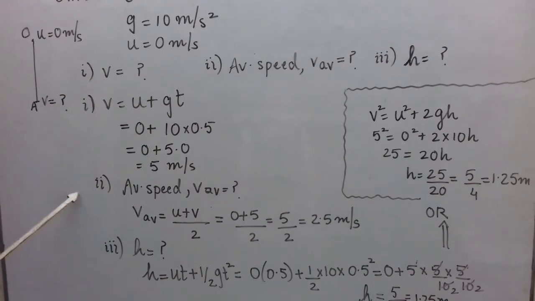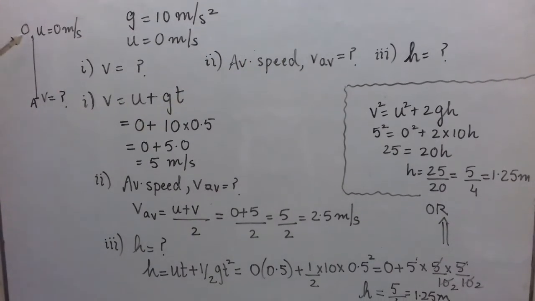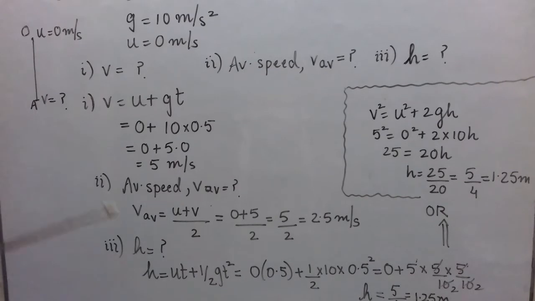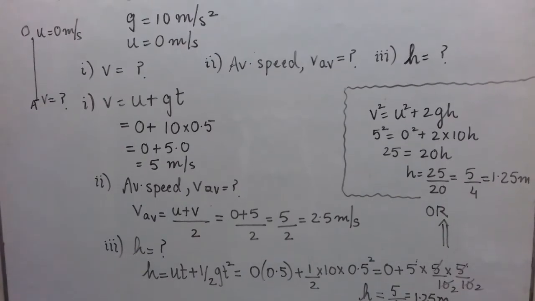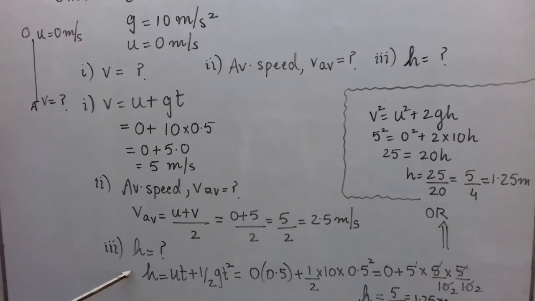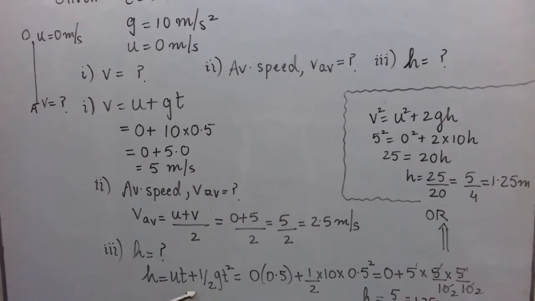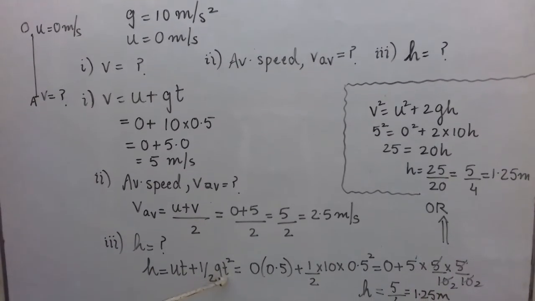Now, the third part is to find how high the ledge is from the ground. So we are supposed to find this height. For H, we can use either the second equation of motion or the third equation of motion. So using the second equation of motion here, H is ut plus half gt square. Just put the value and take care, you are supposed to take the square of t.